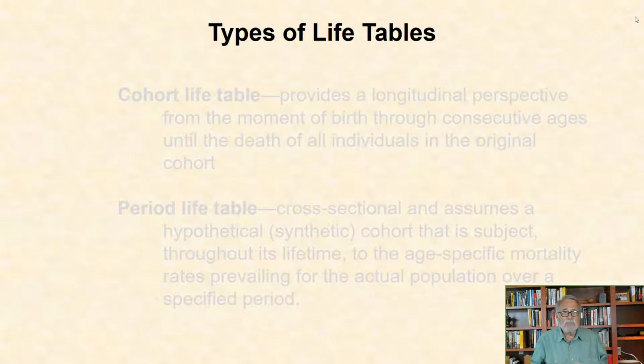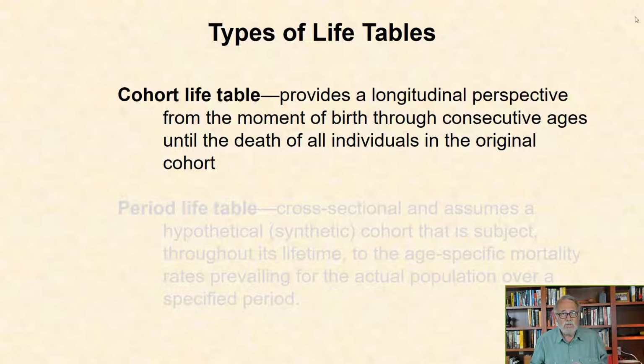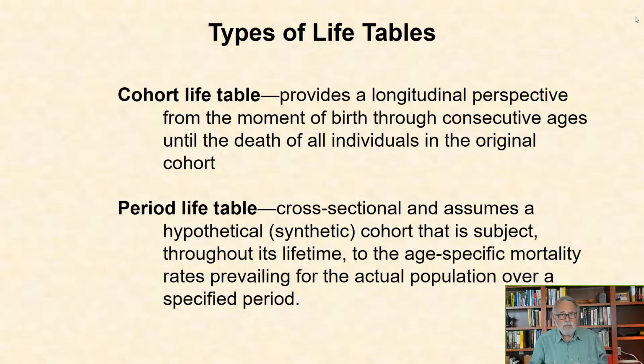There are two types of life tables. One is the cohort life table, which provides a longitudinal perspective from the moment of birth through consecutive ages until the death of all individuals in the original cohort. There are period life tables, which are cross-sectional. They assume a hypothetical, that is a synthetic cohort, that is subject throughout its lifetime to the age-specific mortality rates prevailing for the actual population over a specified period.